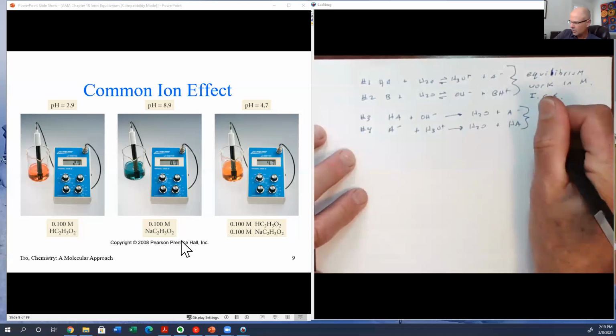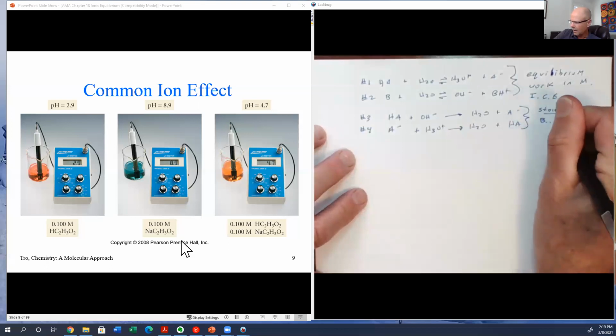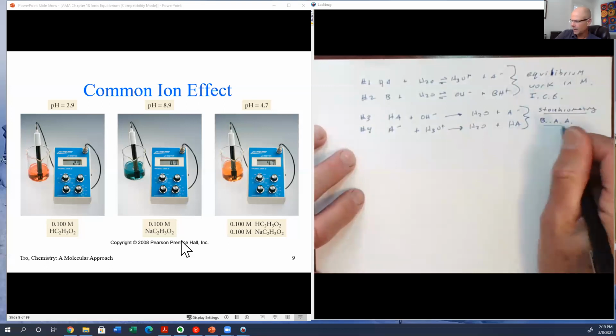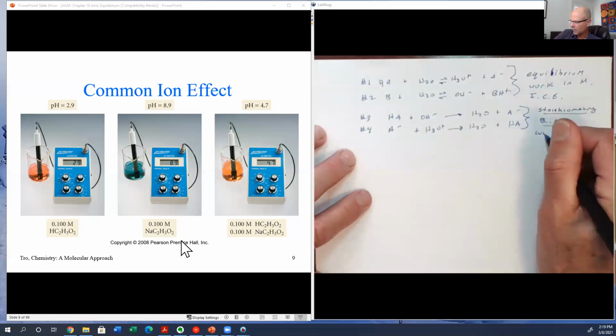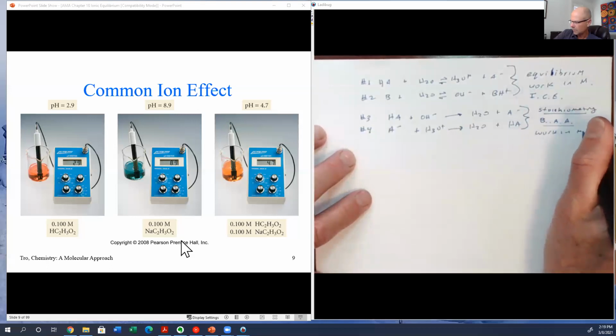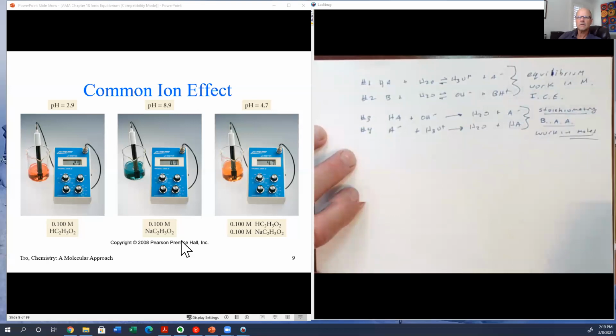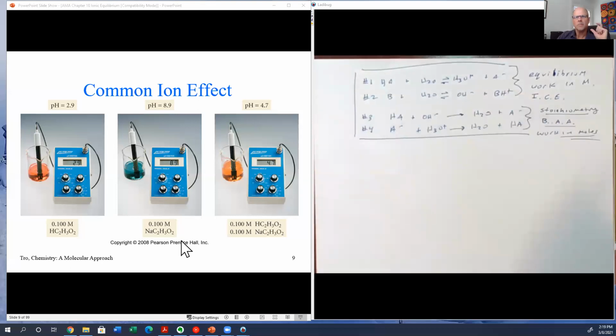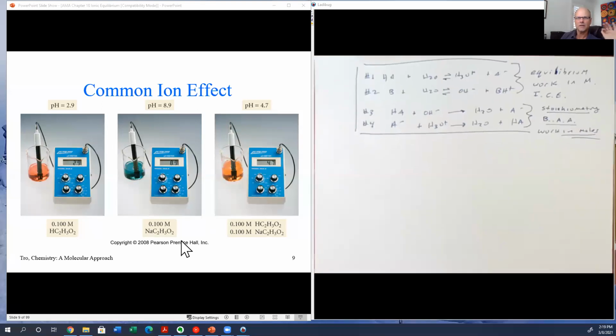I'm going to introduce a new kind of table for these that I call a BA table, before, addition, and after. Okay, so hang on to that idea. That'll be coming. And then for these problems, we're going to work in moles. Okay, we're going to work in moles. So these 4 equations, make yourself a flashcard, put those equations there, and you're going to use them over and over and over again in this material.